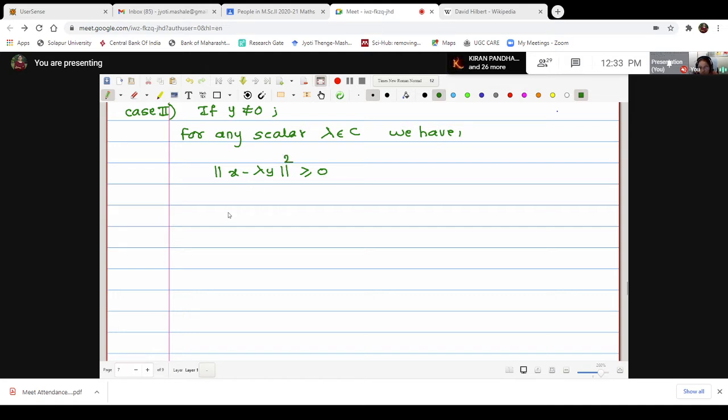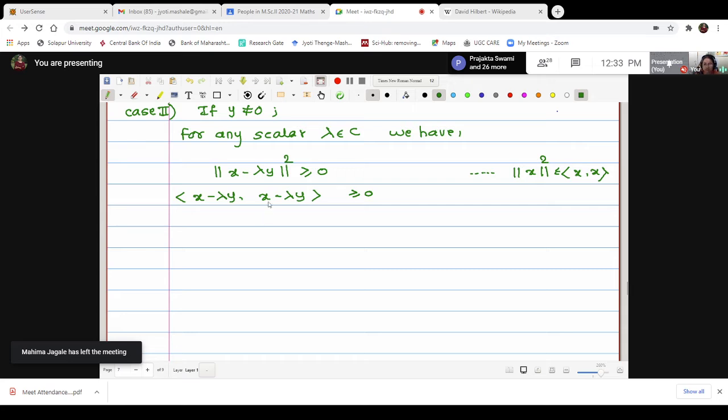Let me consider a square also. Why are we considering a square? Because this relation we have seen in the last lecture: norm square of x is inner product x with x. Therefore, I will consider norm square of x minus lambda y, which is actually an inner product of x minus lambda y with itself, which is greater than or equal to 0.